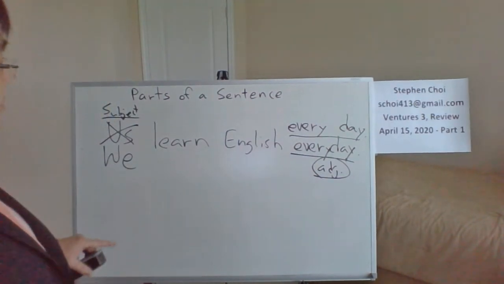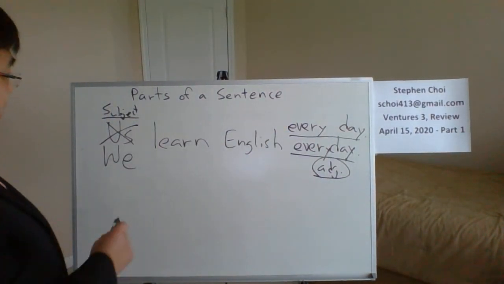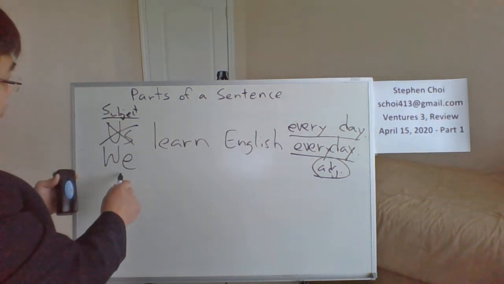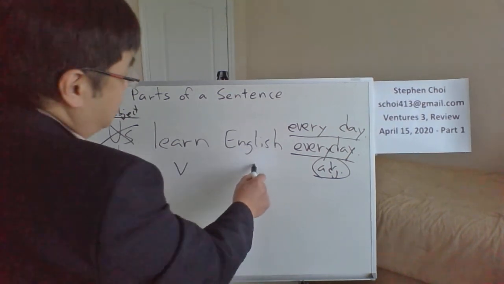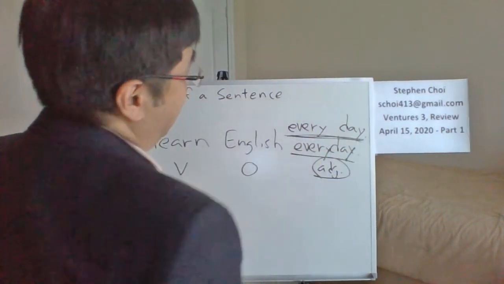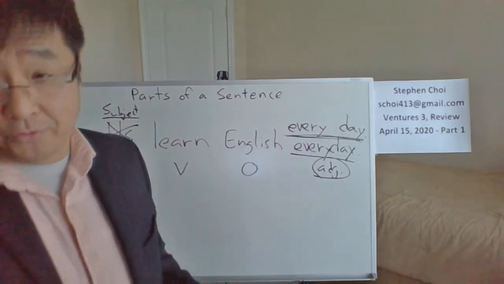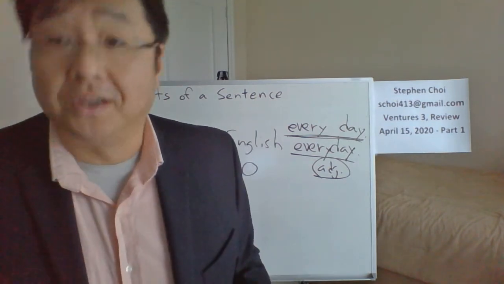So now is it correct? We learn English every day. Yes, now it's correct. So we is what? We is the subject, learn is the verb, English is what? Object, and every day is what? That's the adverbial phrase, telling us when.